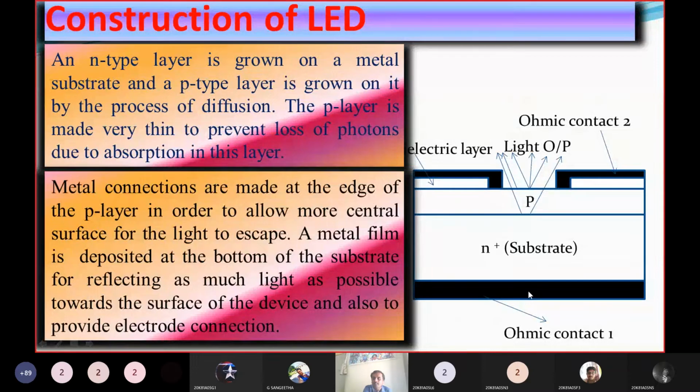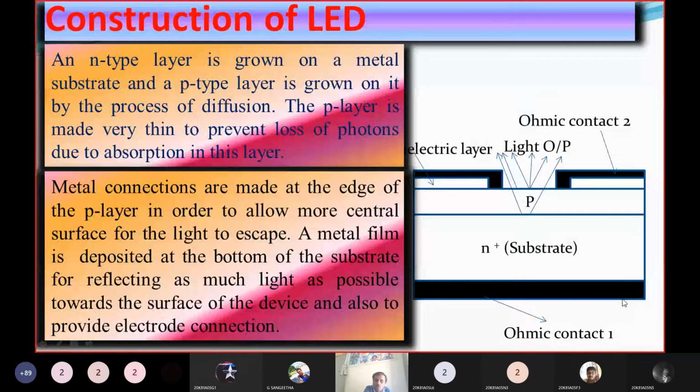Okay, for getting the forward bias, we are connecting some metal surfaces. We are depositing them on that PN junction. For the P region, we will connect the metal surfaces on the edges. For the N region, the total bottom, all of the bottom, we will deposit one metal film.